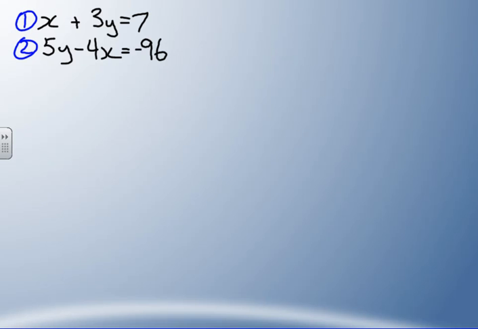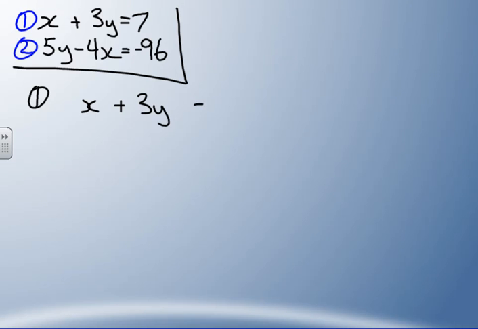Now when I look at it, I see that this very first x here is all alone. There's no number in front of it. I think that's going to be my easiest one to solve. So, I'm going to take number 1, which is x plus 3y equals 7. I'm going to solve it for x so I can get x all by itself. That means I'm going to subtract 3y from both sides. Now I'm left with x equals 7 minus 3y.